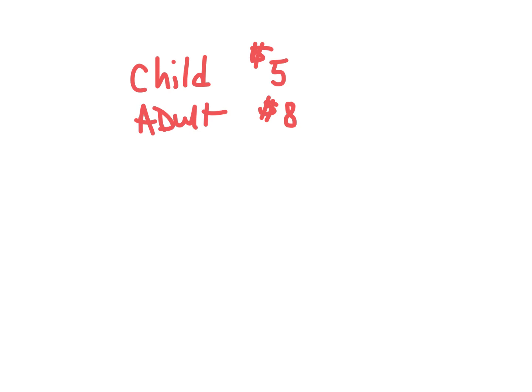So the movie theater takes in $400 one day, but they didn't know how many children's tickets and how many adult tickets that was. They just knew that they got $400. Can you write an equation for that?